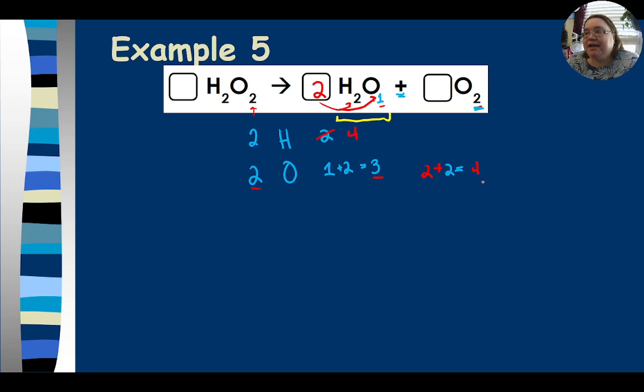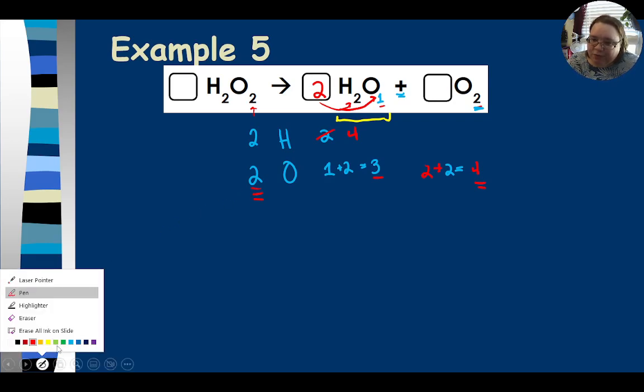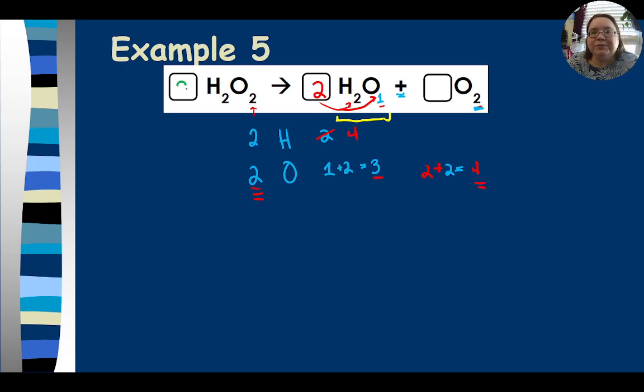Now I can see that I've got an even number on the right, which is a 4. So I'm going to get 4 on the left. The easiest way to get 4 on the left, we're going to multiply by 2. So that 2 gives me 4 O's, because 2 times 2 is 4. And it also gives me 2 more H's. So 2 times 2 is 4. So I check my counts and I can see that yes, all of my atoms balance. So my O2 must have a 1 in front of it.